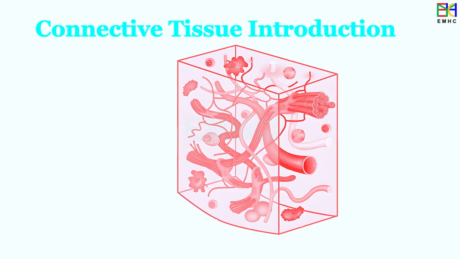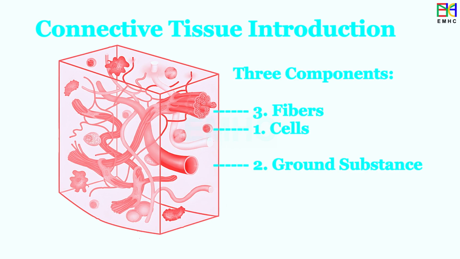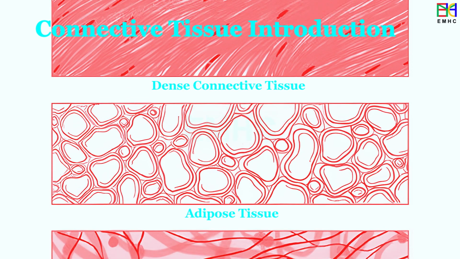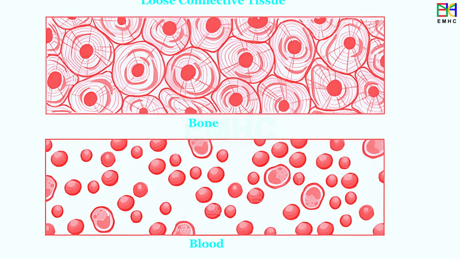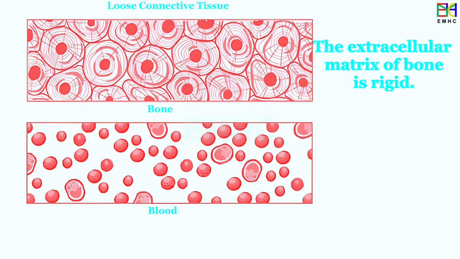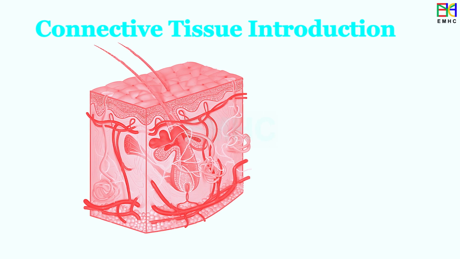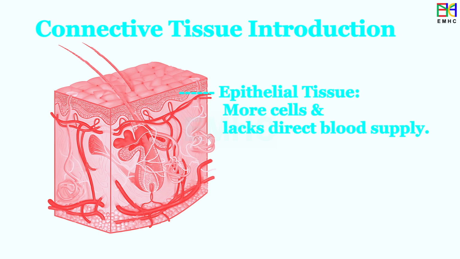Structurally, connective tissue is formed by three classes of components: cells, fibers, and ground substance. Different combinations of fibers and ground substance comprise the liquid or rigid extracellular matrix to support surrounding cells. For example, the extracellular matrix of blood is liquid plasma, and the extracellular matrix of bone is rigid. The major constituent of connective tissue is the extracellular matrix with good blood supply, which is different to epithelial tissue that mainly consists of cells and lacks direct blood supply.